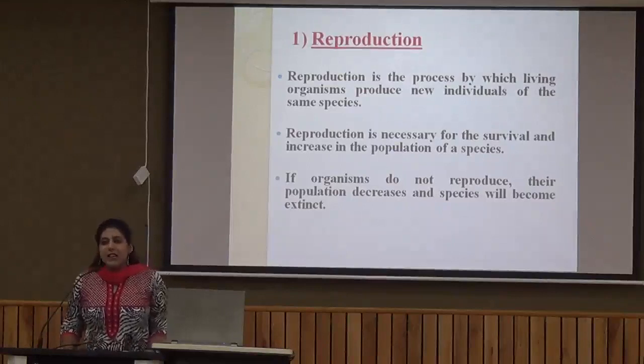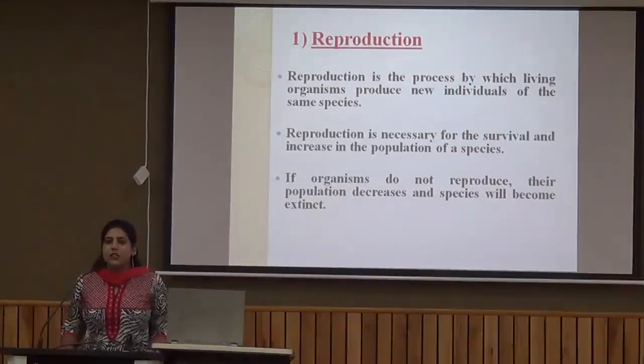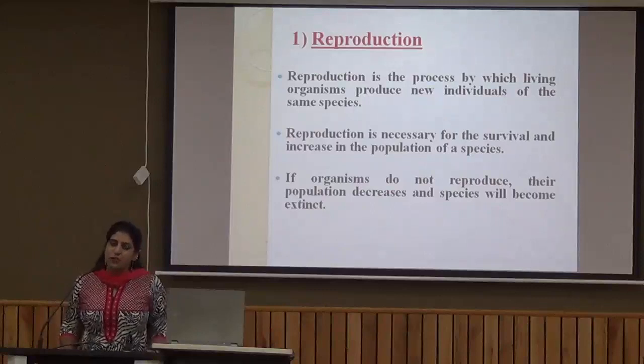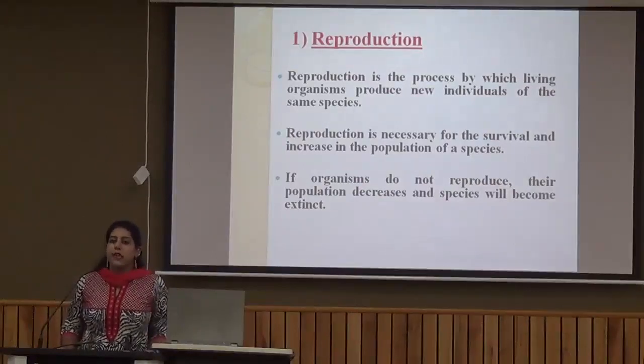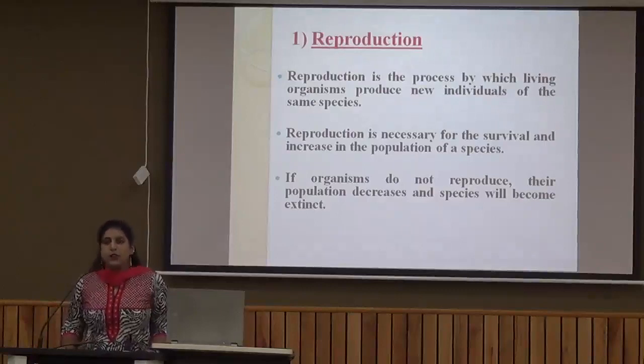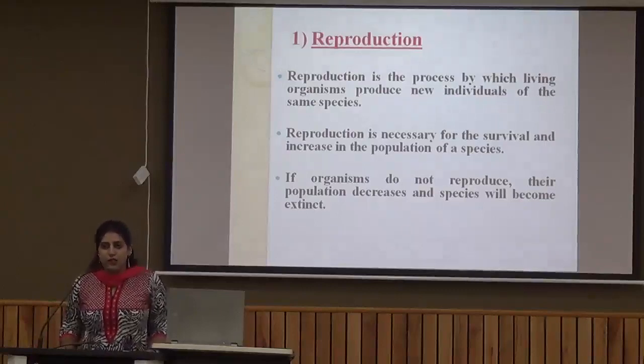To maintain life, there should be continuity of life, that is through population, so reproduction is necessary for that. If organisms do not reproduce, their population decreases and the species will become extinct. Therefore, reproduction is really very important as it is the continuation of a species.